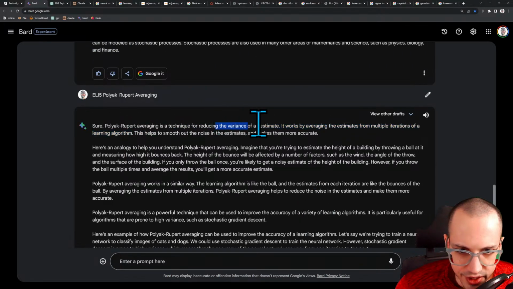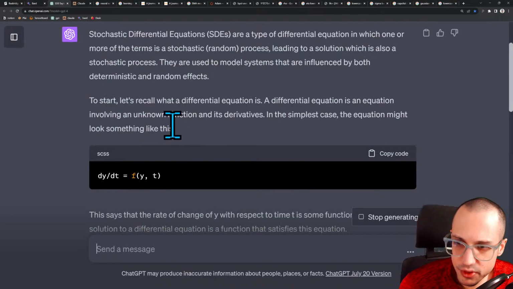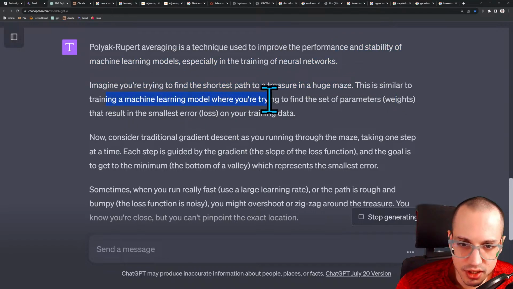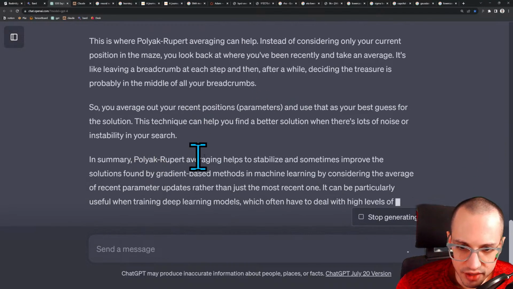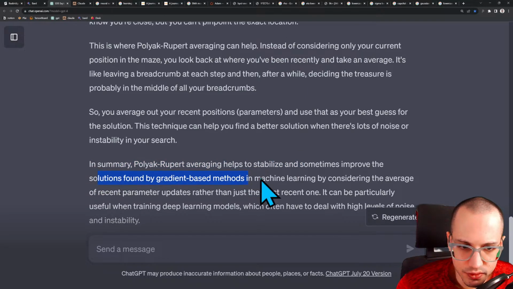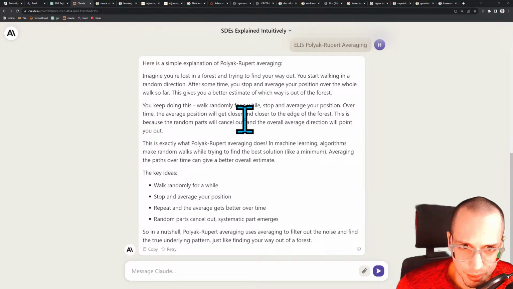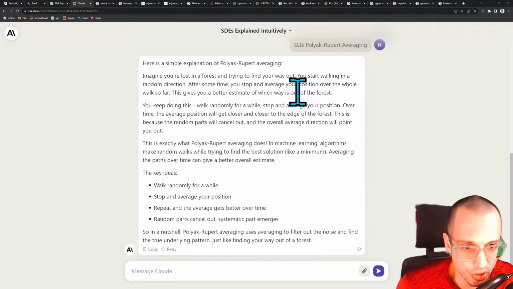Technique for reducing the variance of an estimate. Averaging the estimates from multiple iterations. It also helps smooth out the noise. Okay, so it's kind of like a little bit of a Kalman filter maybe. Averaging is used to improve the performance and stability, especially in training. If you're trying to find the shortest path, it's similar to training a machine learning model. Okay, there's a little ELI5. Averaging helps to stabilize and improve. So this is like a special type of EMA. Maybe it's just another name for EMA. Maybe it's specifically when you're doing EMA, little do you know you're actually doing Polyak-Ruppert averaging.